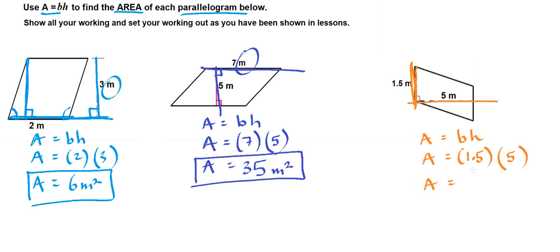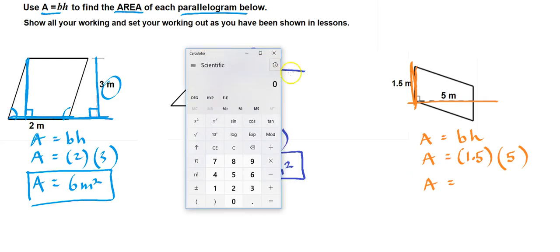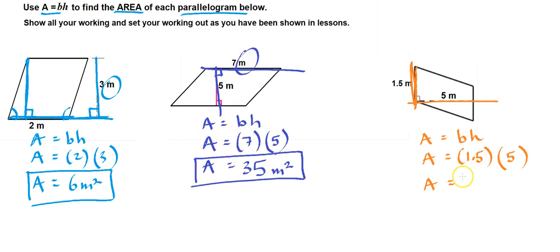And 1.5 times 5, that is a little bit tricky. So we're allowed to use our calculators, so let's use them. 1.5 times 5. Let's do that. Okay, so we've got the answer is 7.5. Units of measurement is meters. We're talking area, so those meters are square meters, and that is complete.